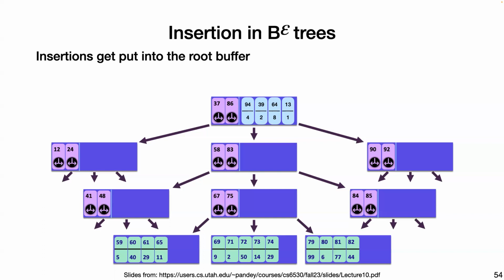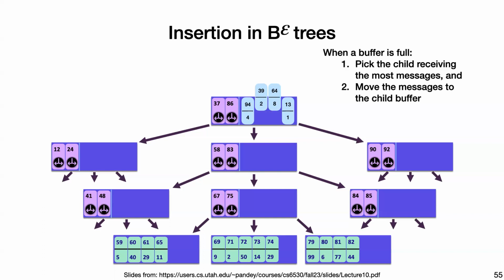Okay, so now our root node became full. And when the buffer becomes full, what we're going to do is choose the child that receives the most messages, and we're going to flush those into the target child buffer. So here, 39 and 64 are these two keys, and they're going to go into this child. That is the child that is going to get the most messages because 94 goes here and 13 goes there, but each of those is just going to get 1. So we are just going to take these and move them 1 level down.